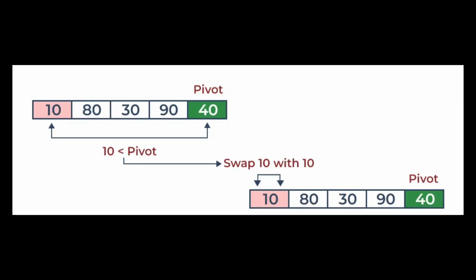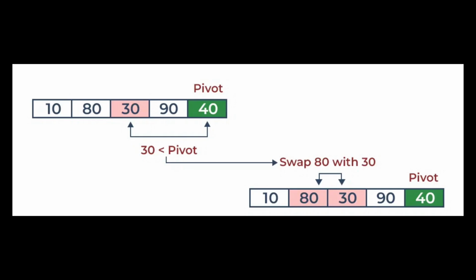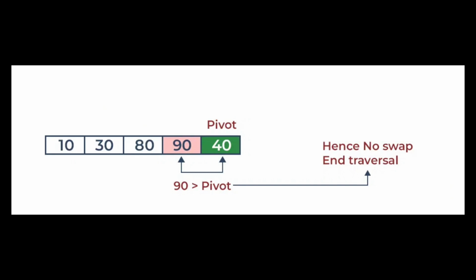First, compare 10 with the pivot. As it is less than the pivot, keep it there. Next, 80 is bigger than the pivot, so keep it there. Next, 30 is smaller than the pivot as well as 80, so swap it. Next, 90 is bigger than the pivot, so swap pivot with 80. So sorted finally: 10, 30, 40, 80, 90.